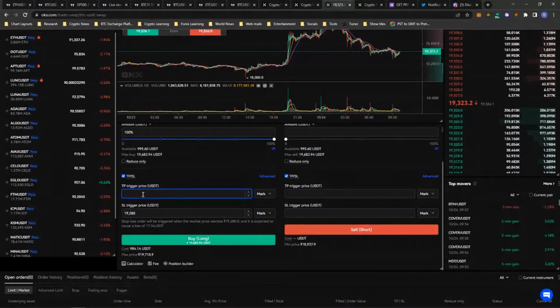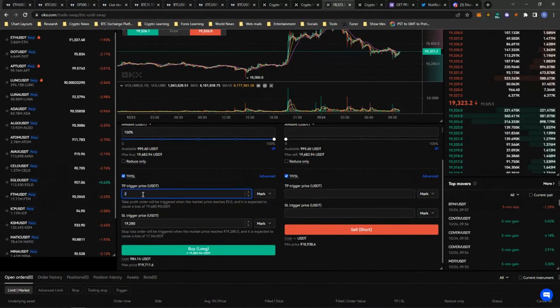Same thing for take profit. So I'm taking this trade and I'm betting on the fact that it's going to go to 25K.